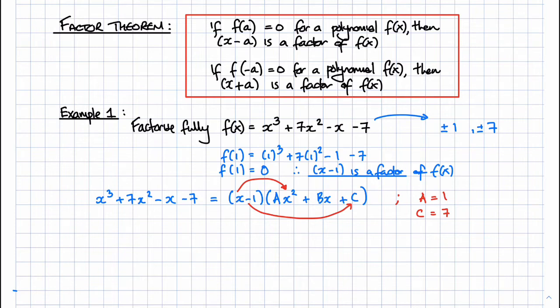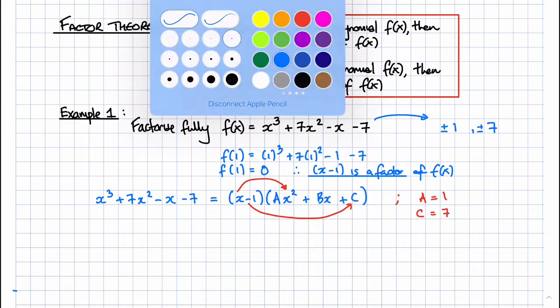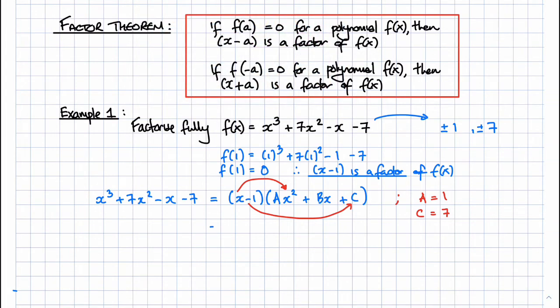With our given values a and c, let's put those in. So we can now say that this is equal to x minus 1 multiplied by ax squared, where a is equal to 1. So that'll be x squared. Bx, we haven't yet determined what b is. However, we know what c is. C is equal to positive 7. Okay, so we now need to determine the value for b.